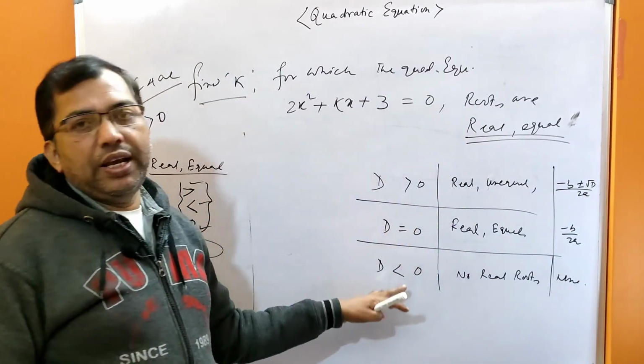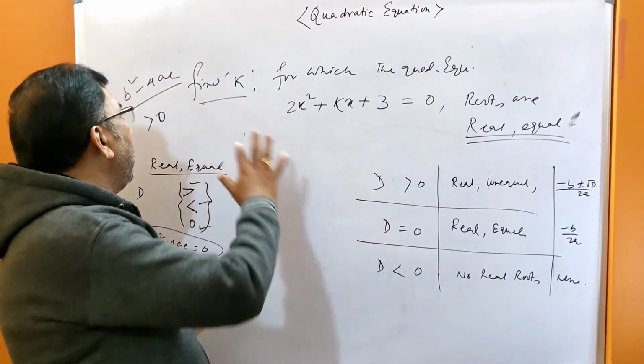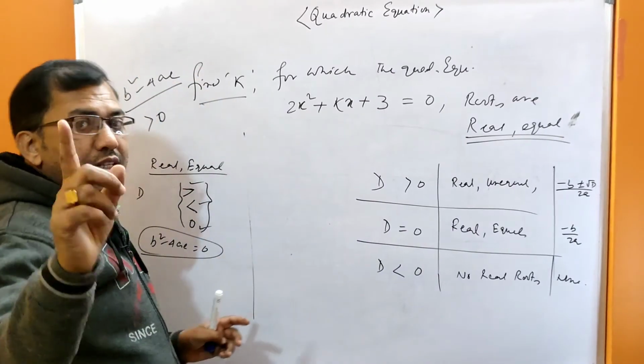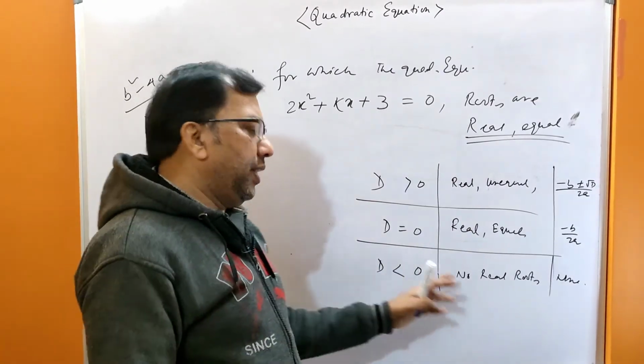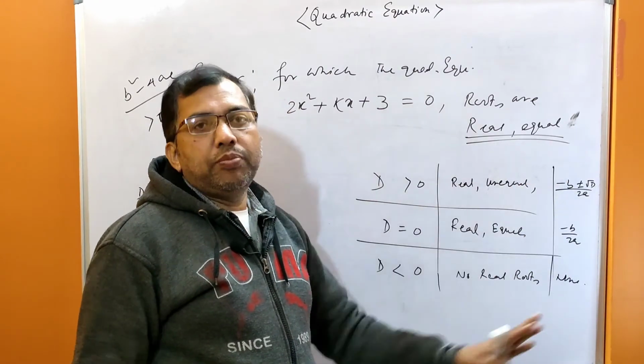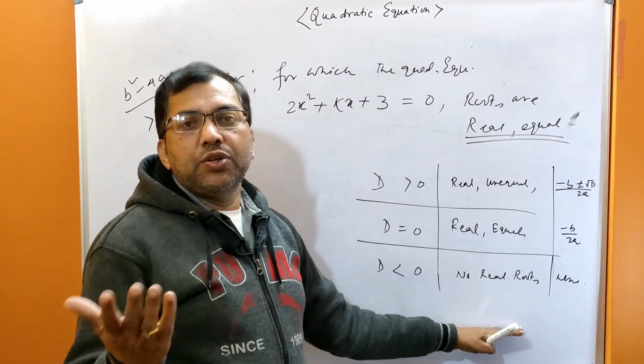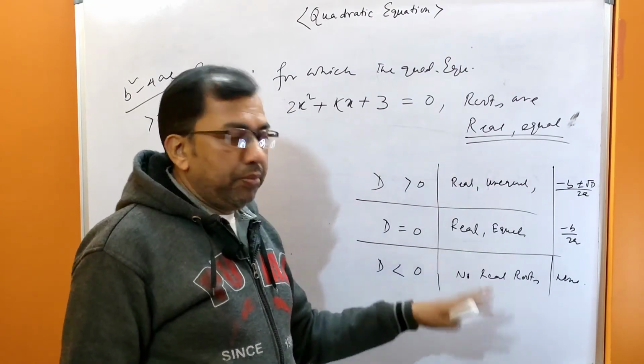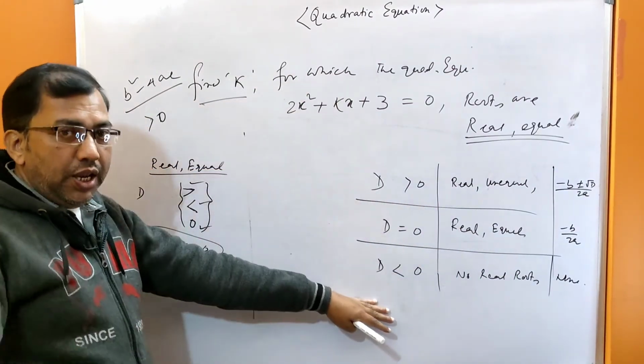Clear? And in case of D less than 0, the value of D, that is b square minus 4ac, will be less than 0, that is, negative will come. In that case no real roots will be found. So no actual roots, that is the imaginary roots you have to find out. This is the system.